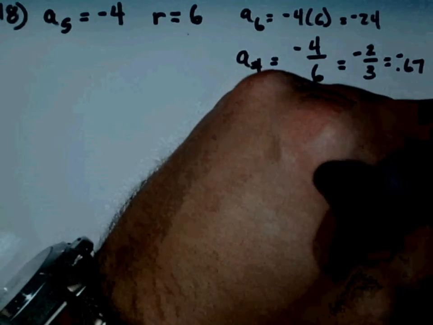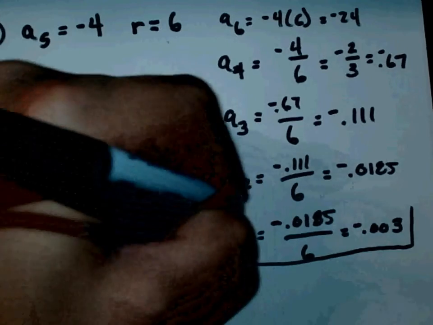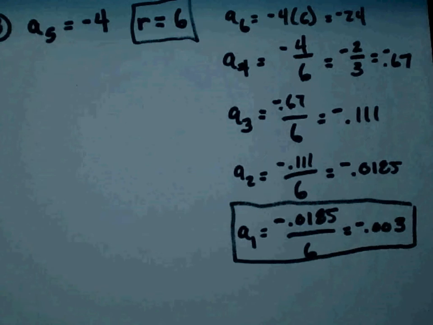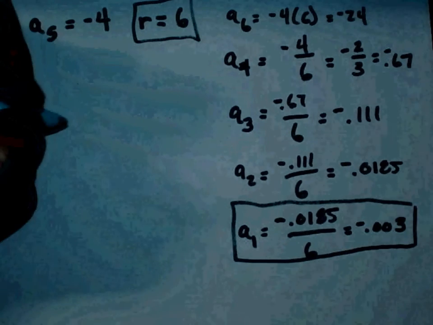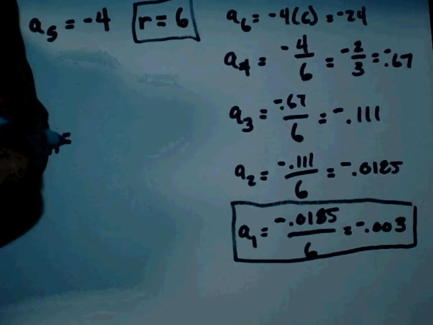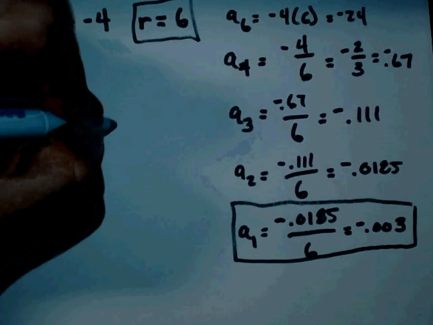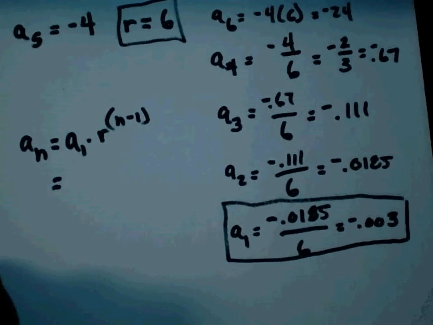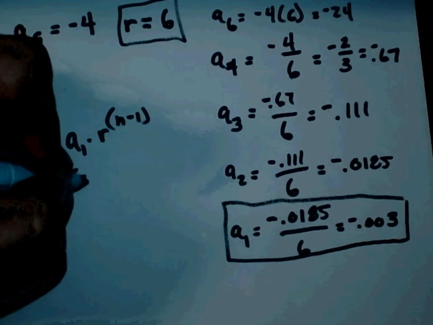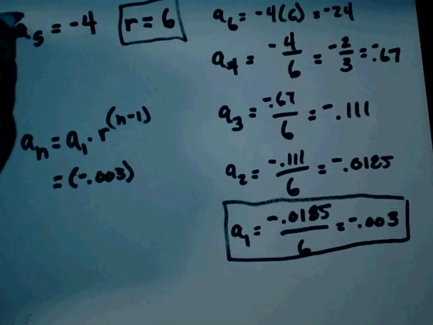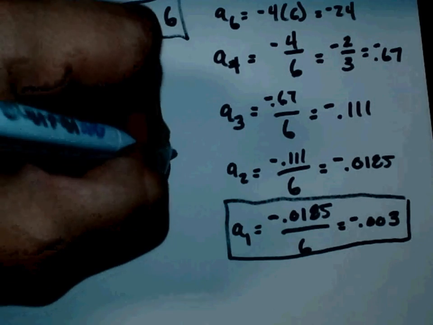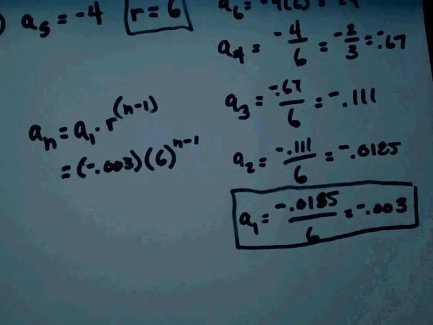And so now I have A1 and I have R, so I can write the explicit equation. Therefore A of n is A1 times R to the n minus 1 power. I know that A1 is -0.003 times my R, which is 6, raised to the n minus 1 power. There it is.